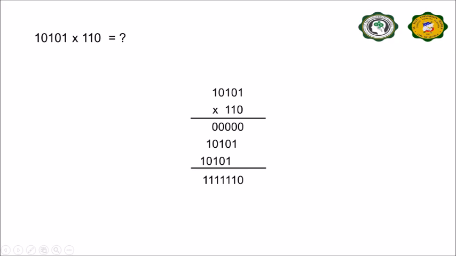So the answer for this equation is 1111110. So 10101 times 110 is equal to 1111110.